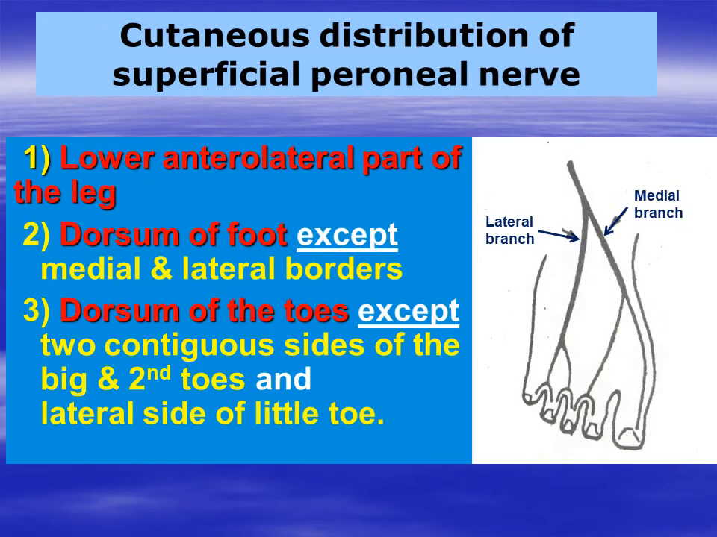The cutaneous distribution of the superficial peroneal nerve: lower anterolateral part of the leg, dorsum of the foot except the medial and lateral borders, dorsum of the toes except two contiguous sides of the big and second toe, and the lateral side of the little toe. And this diagram illustrates the two terminal branches of the superficial peroneal nerve, medial and lateral, and each one divides into two dorsal digital branches to supply the dorsal aspect of the toes.